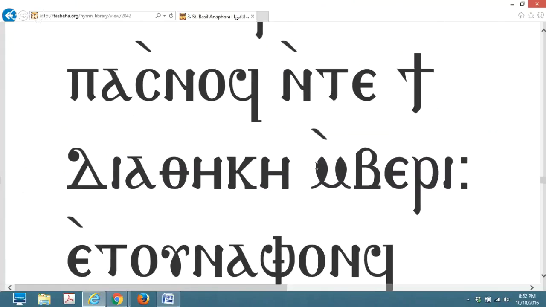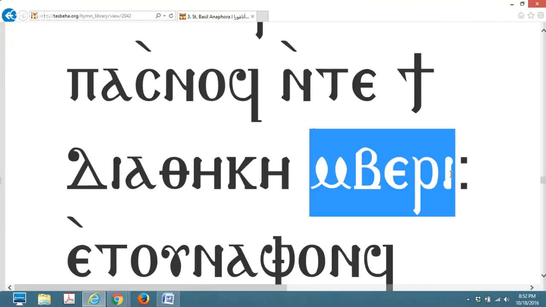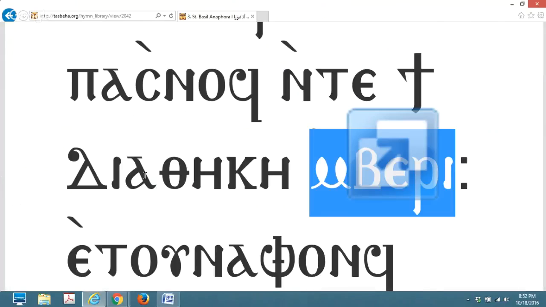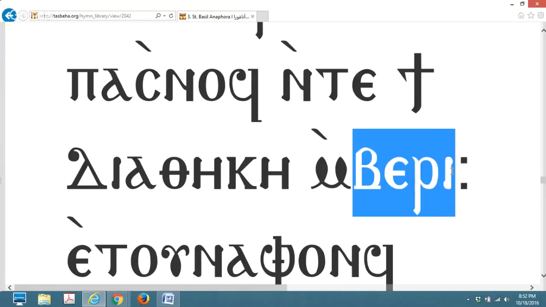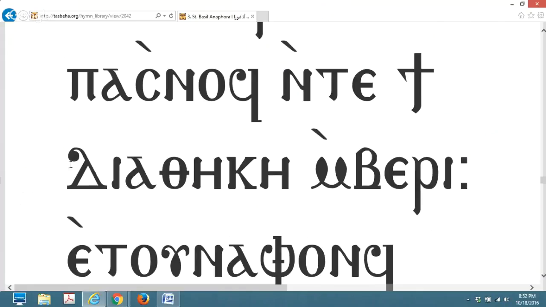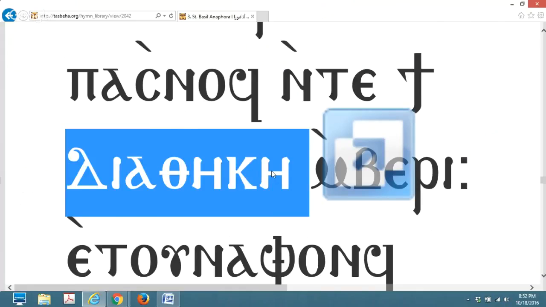And again, the adjectives. Most adjectives follow the noun. So in this case, the adjective new follows the noun. Some adjectives are preceding the noun, but those are less common, but there are some notable ones, and we'll see as we go through. So in this case, the adjective veri is new, and it follows the noun. So ti diatheke and veri.